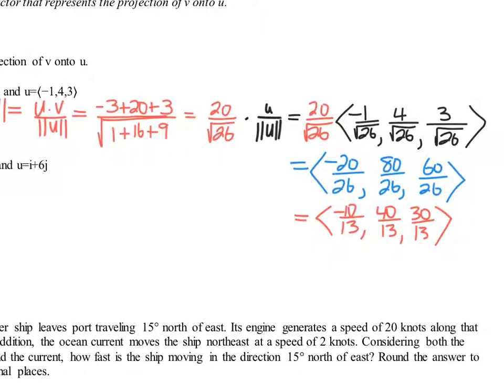Is it all right to leave it as like 20 over 26 times negative 1, comma 4, comma 3? Like with a scalar removed? Yeah, it depends on the instructions. Okay. Yeah, just be careful of that. But generally, once you got to this point, you've essentially demonstrated the skill. So at that point, you're probably okay.